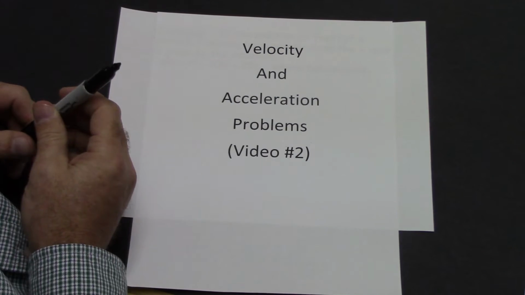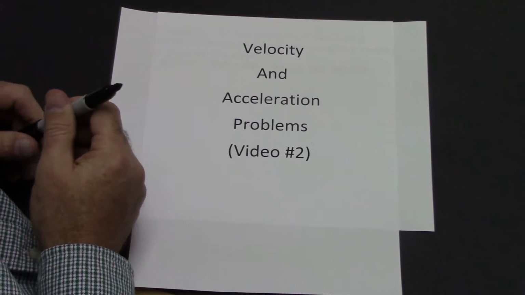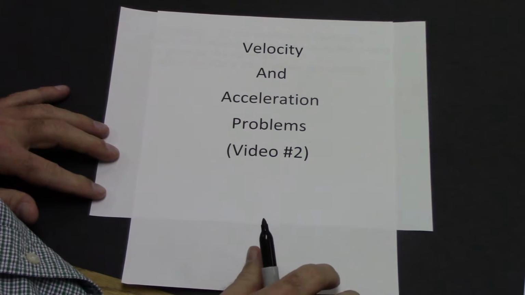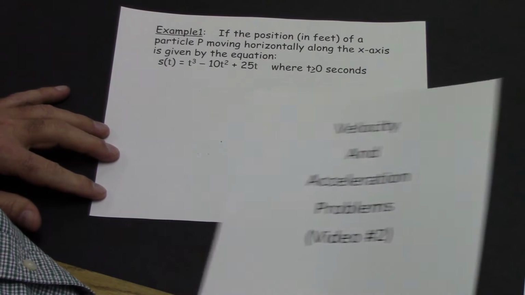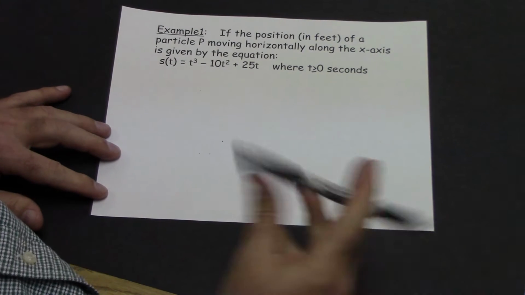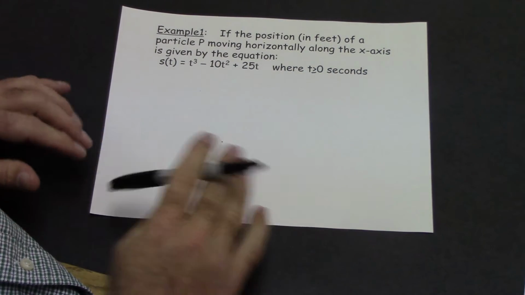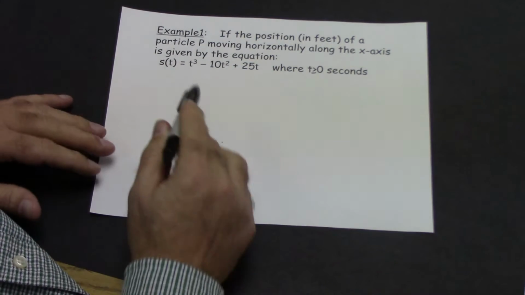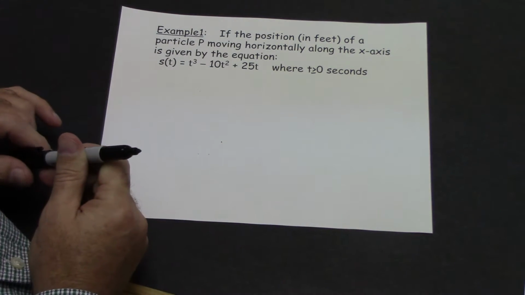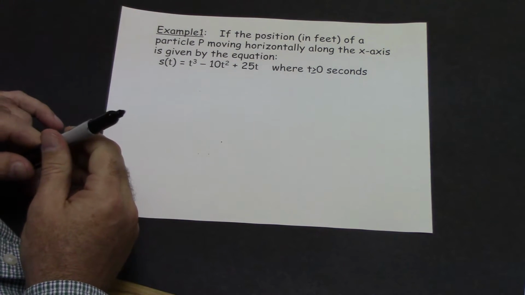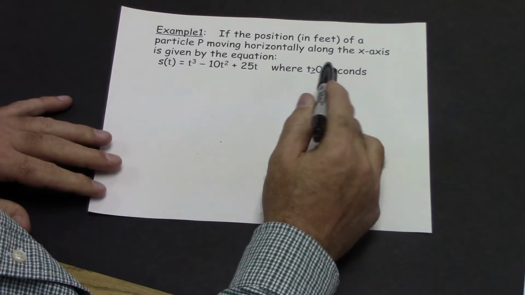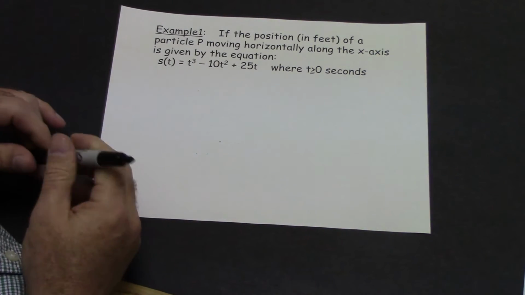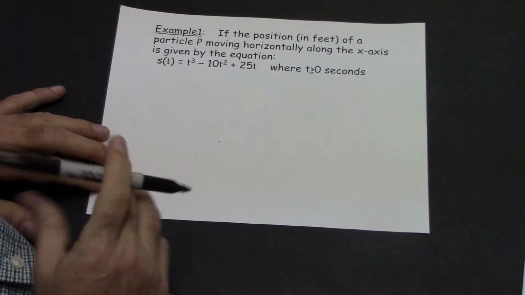Now today we're going to take a look at two problems involving velocity and acceleration, with several components to each problem. Let's start off with our first question, example number one. It says, if the position in feet of a particle P moving horizontally along the x-axis is given by the equation S of t equals t cubed minus 10t squared plus 25t, where t is greater than or equal to 0 seconds. So the position is in feet, time is in seconds in this problem.